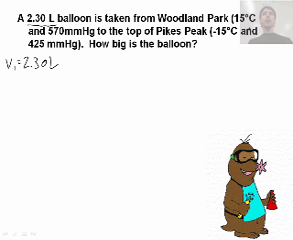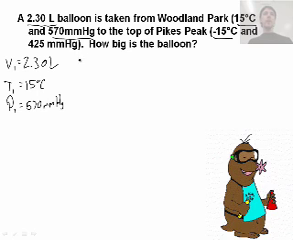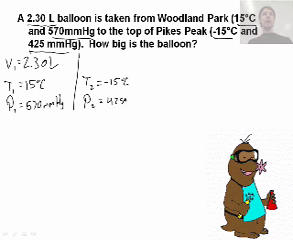2.30 liters. Woodland Park, 15 degrees Celsius. So that's a temperature, T1: 15 degrees C. And then the pressure here, P1, is 570 millimeters of mercury. Okay, we have a new condition at the top of Pikes Peak. We have a T2, which is negative 15 degrees Celsius. We have a new pressure, P2, which is 425 millimeters of mercury.